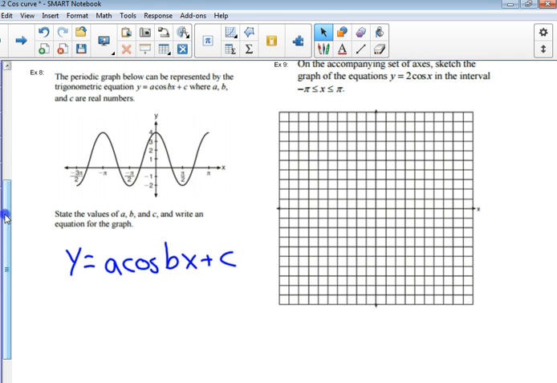Okay, so with this curve, this is very tough. Can we tell, is this going to be a sine curve or a cosine curve? Probably cosine, and they tell you. See how they tell you right in it? Cosine curve.